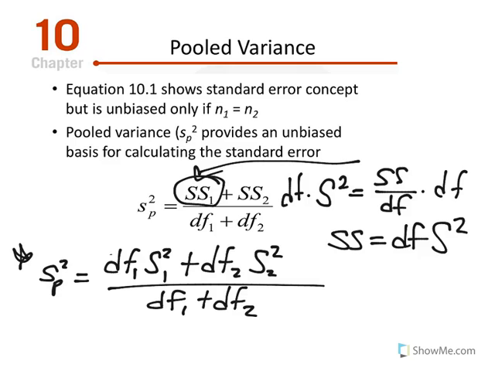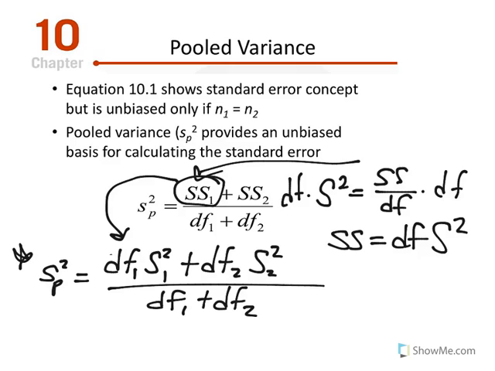So all we've done is rearrange the variables and substituted SS for the equivalent, which is the product of degrees of freedom multiplied by variance. So again, the equation isn't as scary as it appears, and all we've done is moved variables around.